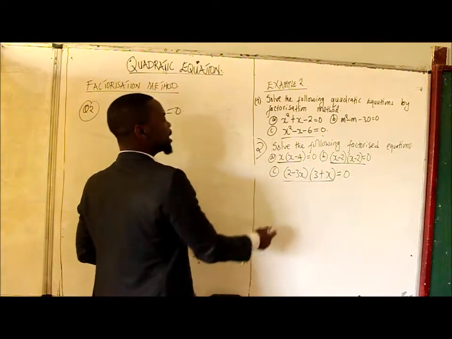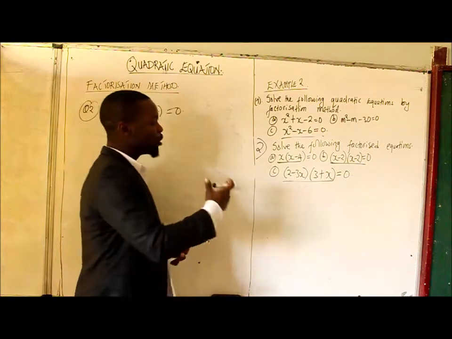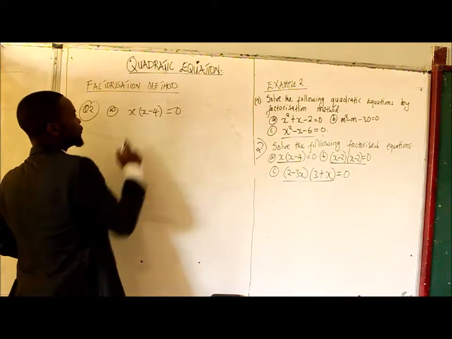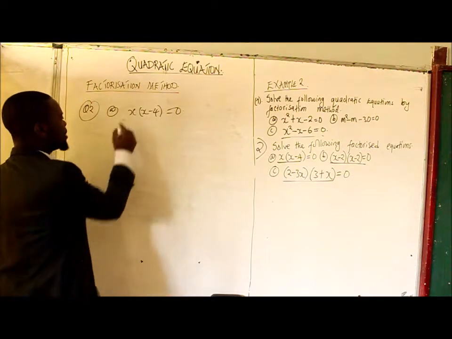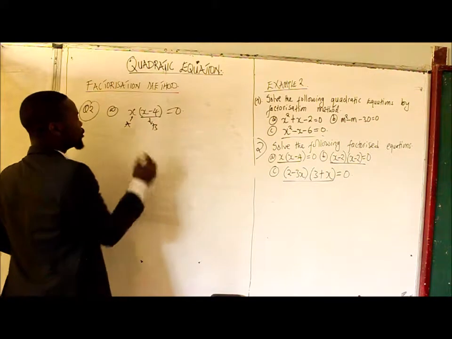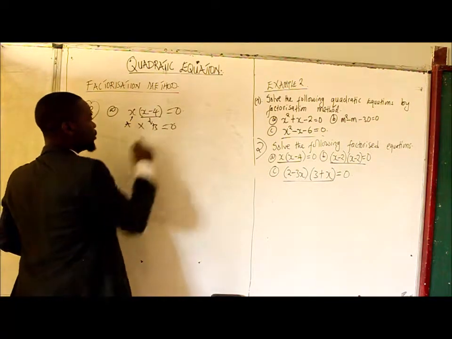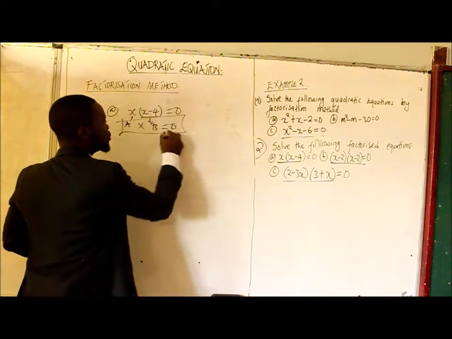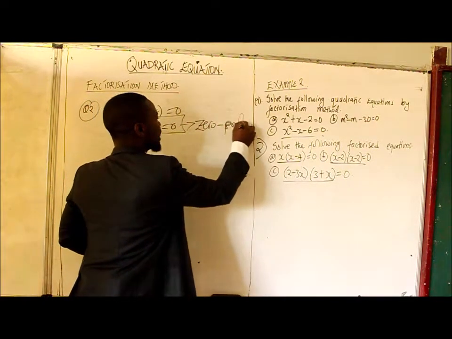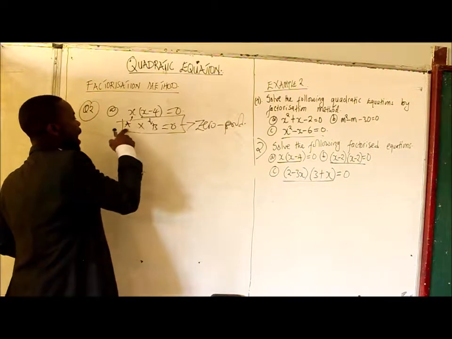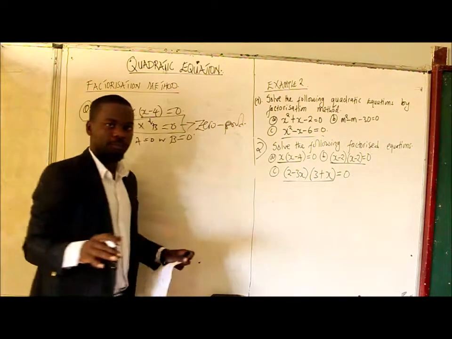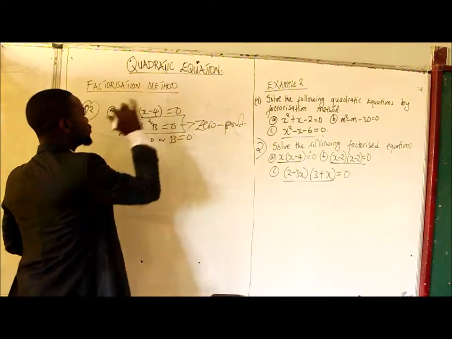So from here we just use the zero product rule. So we have got x open bracket x minus 4. From here we are assuming that x is a, this component is b, of which we know that a times b is equal to 0. From this expression is where we came up with our zero product rule, which said that either a is equal to 0 or b is equal to 0. Very simple.